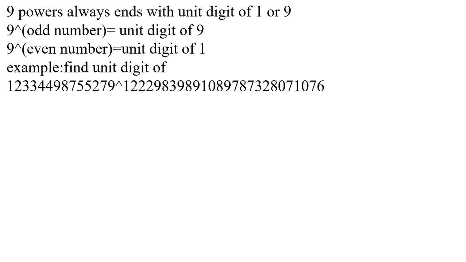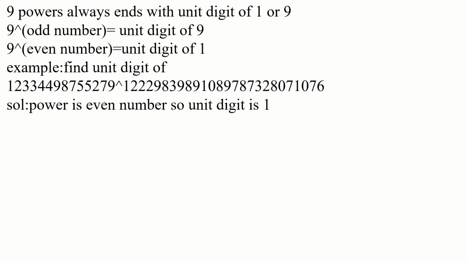So if you see this example, here the number has a unit digit of 9. It has a power of a very big number. You don't have to bother about this number. You just have to check whether this exponent is even or odd. This is even because it ends with 6. So you will be able to say that it has a unit digit of 1 because the exponent is even.